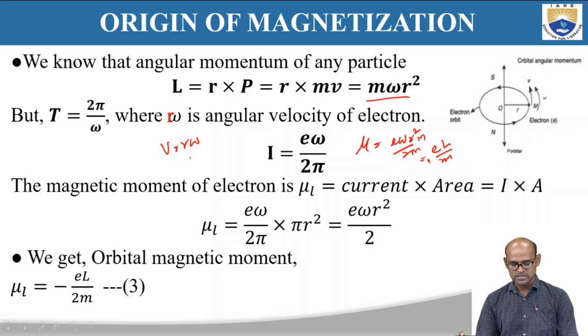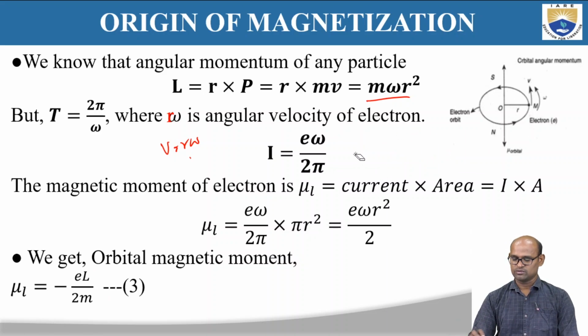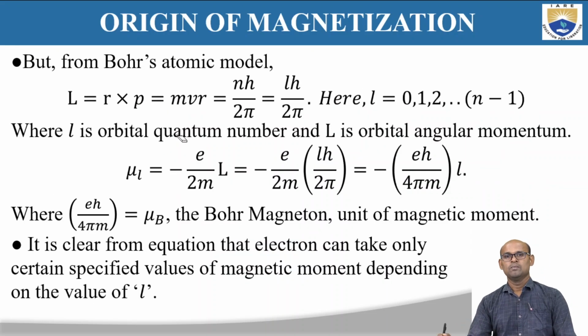plus or minus, depending on the clockwise and anti-clockwise direction of the electron that is spinning around the nucleus in circular orbit. But as per Bohr's atomic model, the angular momentum is quantized, which is l h by 2 pi, where l is the orbital quantum number. So I am going to substitute L as l h by 2 pi, so then I will get e into l h by 2m into 2 pi, so that is e h by 4 pi m into l. Okay. So e h by 4 pi m is defined as Bohr magneton, which is the unit of magnetic moment.